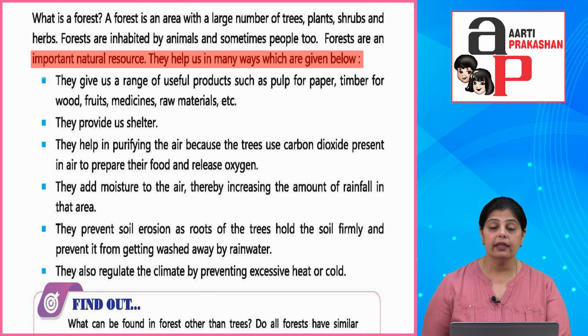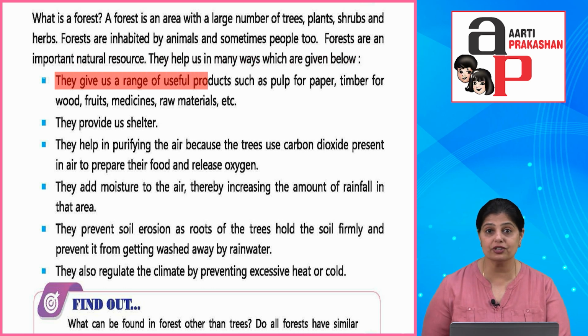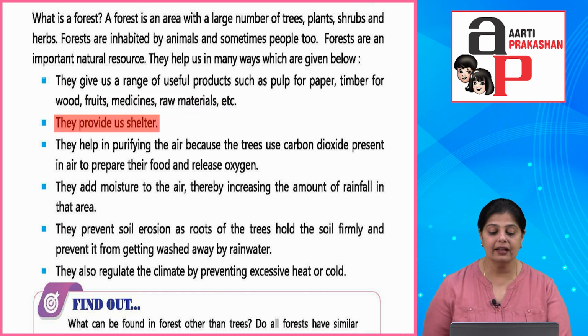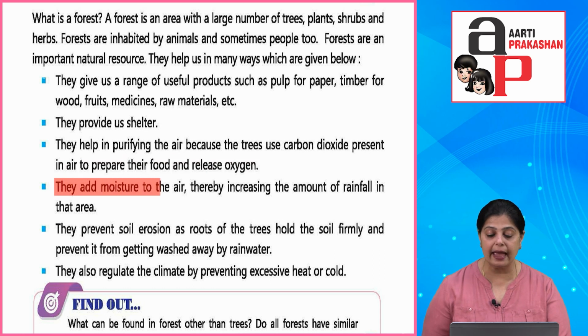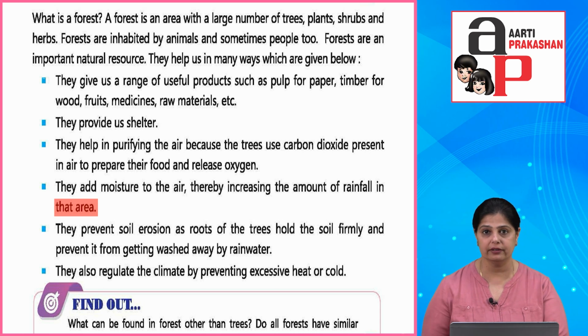Let's see them, okay? They give us a range of useful products such as pulp for paper, timber for wood, fruits, medicines, raw materials, etc. They provide us shelter, okay. They help in purifying the air because the trees use carbon dioxide present in the air to prepare their food and then they release oxygen which we breathe, okay. They add moisture to the air, thereby increasing the amount of rainfall in that area. So they also increase the rainfall in the area by providing moisture to the air, okay.